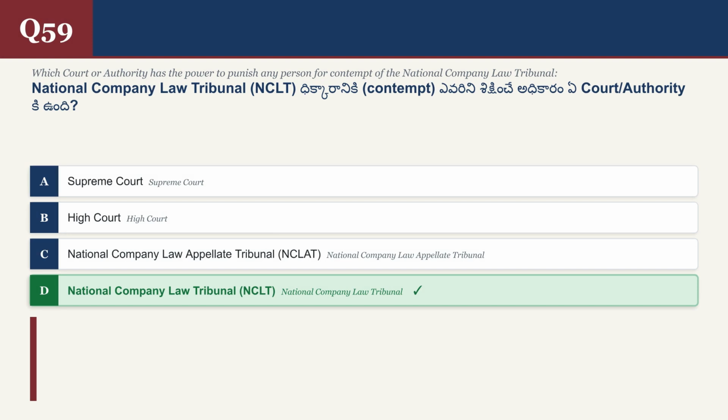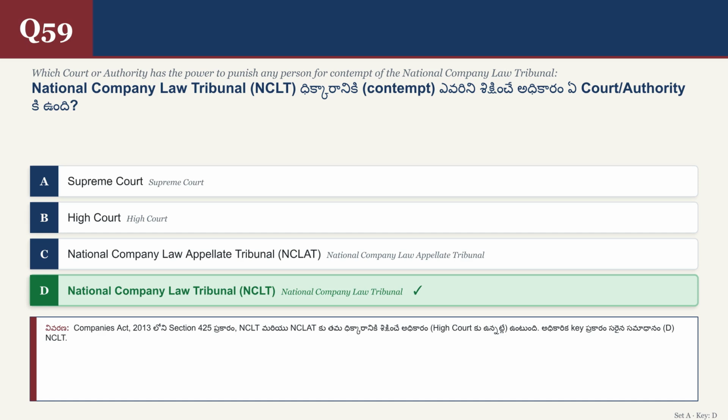According to Section 425 of the Companies Act, 2013, the power to punish for contempt of the National Company Law Tribunal, NCLT, is vested in the NCLT itself. Therefore, NCLT is the correct answer.